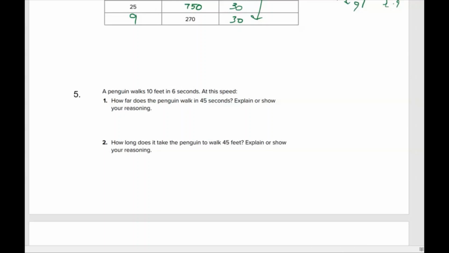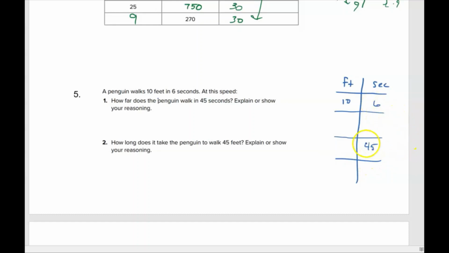Explain or show. Okay, so again, going back to the old trusty T-table, I would be using these a lot on my test if I were you. They're so helpful. And I'm talking about feet and seconds. And it tells me this penguin can go 10 feet in 6 seconds. Again, the penguin speed is pretty slow. How far, it asks, does the penguin walk in 45 seconds? Okay, well, kind of something easy for me to think about is how can I get from 6 to 45?